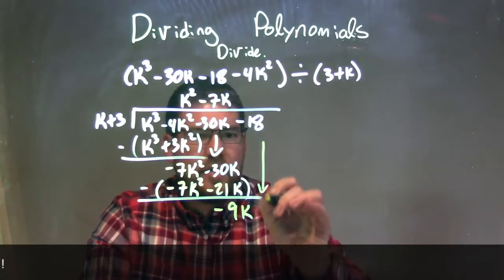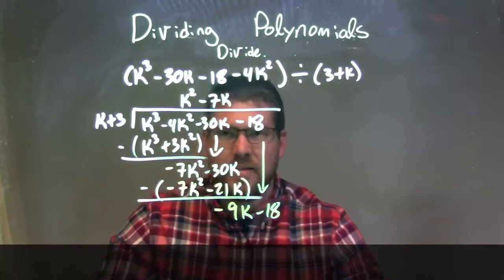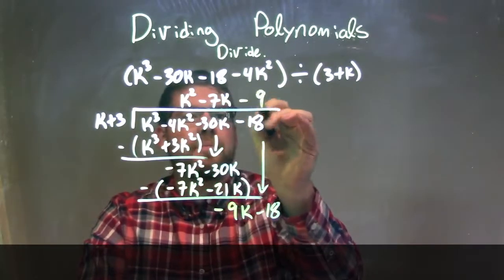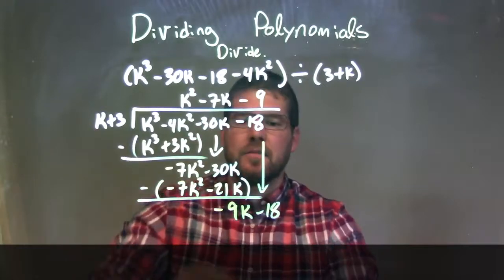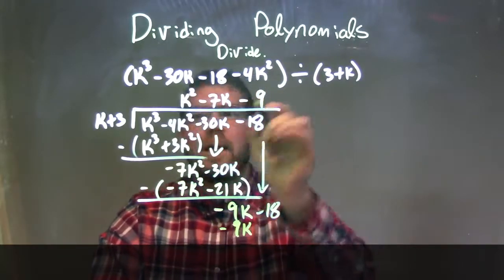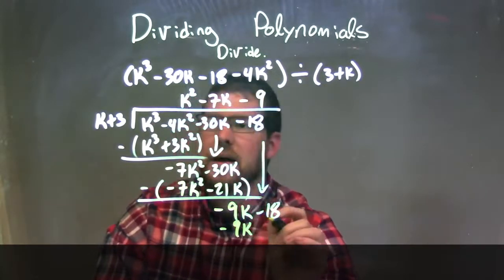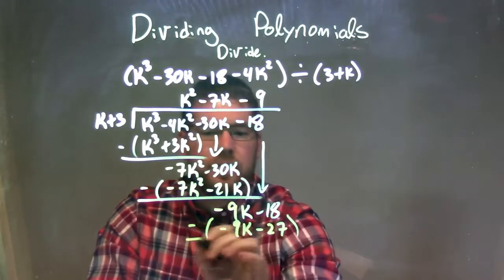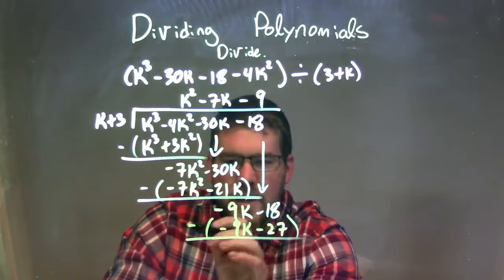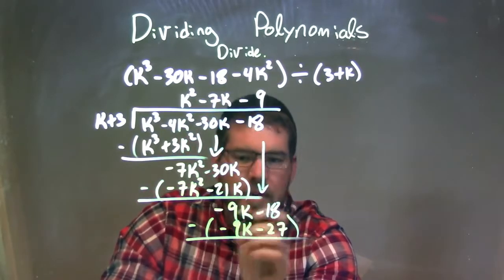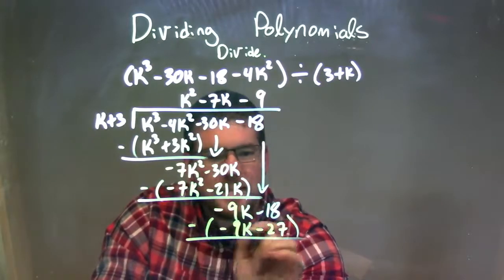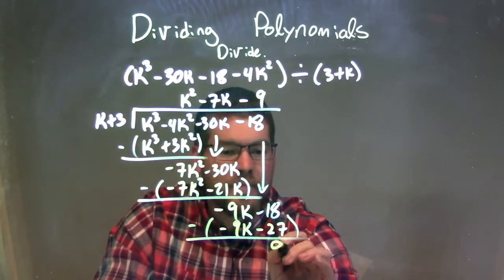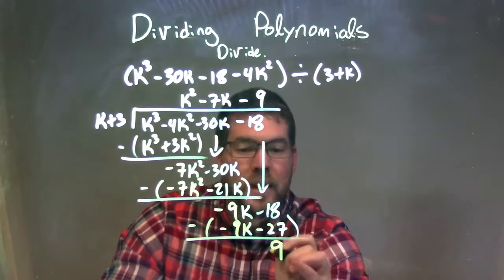I'm going to bring down now the minus 18. And again, ask the same question. What times k gives me a minus 9k? And that's a minus 9. Minus 9 times k is minus 9k. And minus 9 times 3 is a minus 27. Subtract the 2, top and bottom. Minus 9k minus a negative 9k is just 0, cancels out. Right, it's like adding a positive. And minus 18 minus a negative 27, it's like adding a positive 27, is just a positive 9. That positive 9 is my remainder right here.